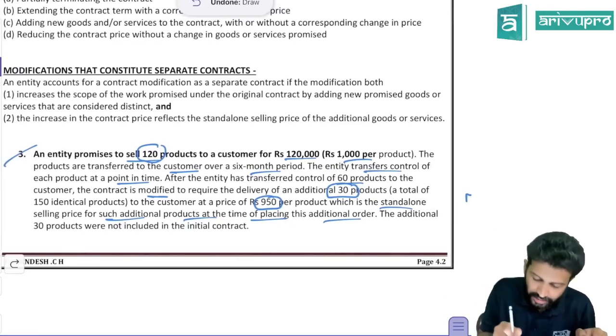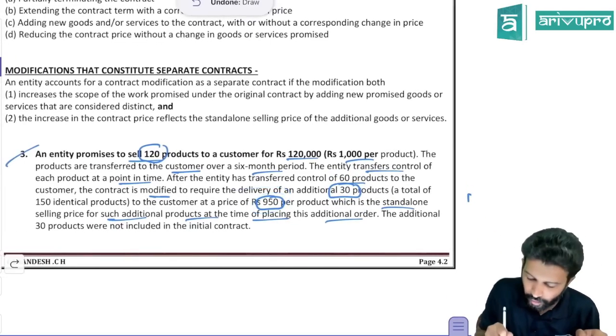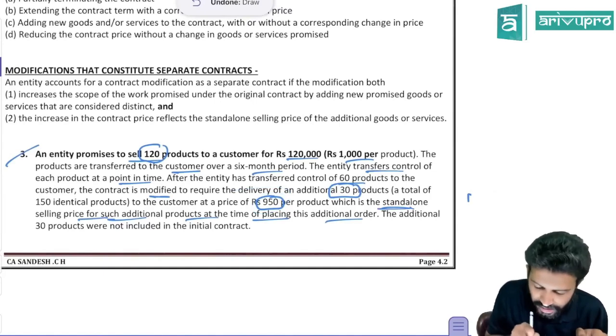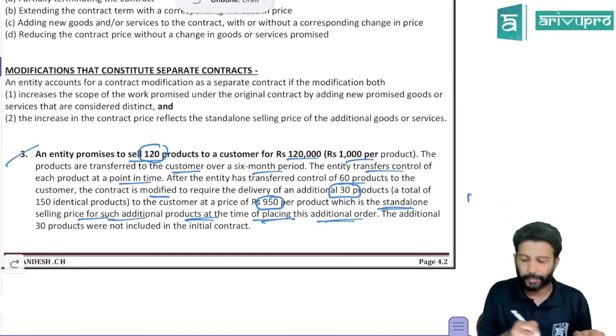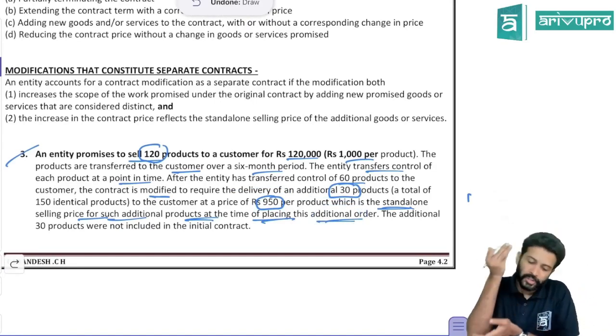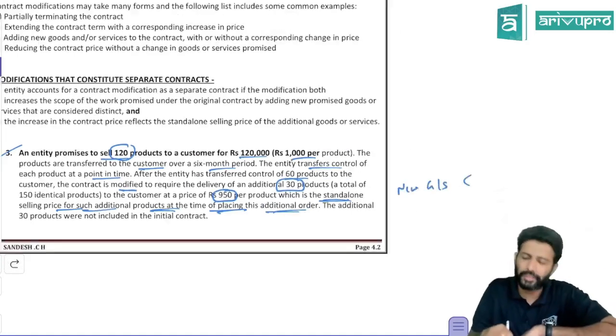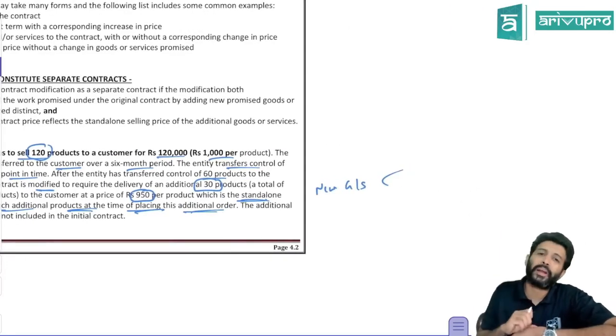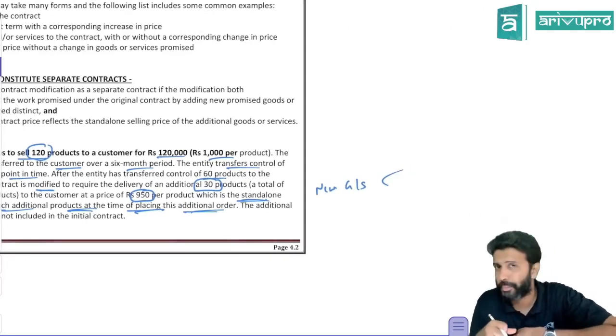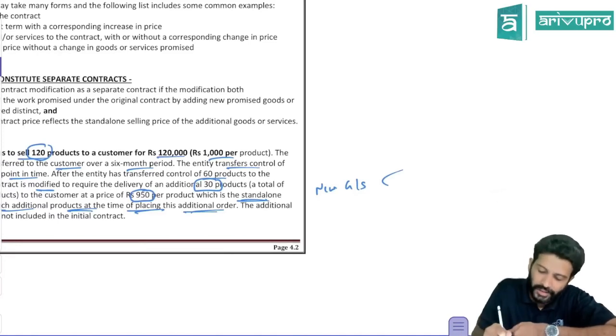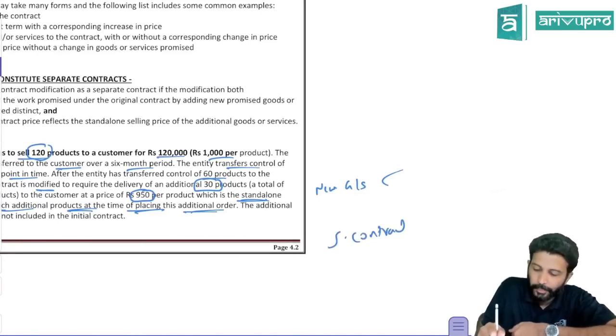Is it at market terms? Yes, these 30 products you're selling at 950. What are they saying? It is the standalone selling price of such additional product at the time of placing the order. That means the market price of this product is also 950 and we are selling it at 950. So the increase in the contract price reflects the standalone selling price of the additional products or service. That means both conditions are satisfied, and this will be accounted as a separate contract.